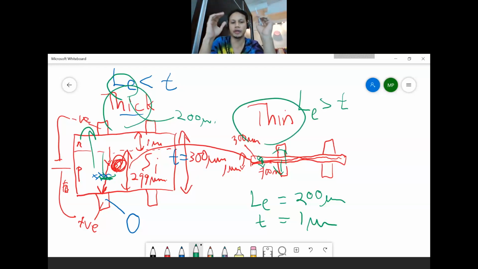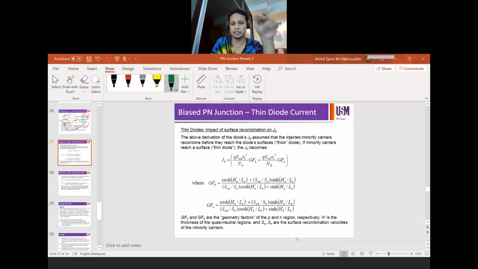Is it clear so far, thick diode versus thin diode, before you go to the equation? Is it okay from the illustration? Right, good. So the key thing here is the diffusion length against the device thickness, right? If the diffusion length is less than the thickness, it's called a thick diode. If the diffusion length is more than the device thickness, it's called a thin diode. Okay, that's good. Let's go back to the slide. You can now see the slide, right? Okay, let's move on with the slide.